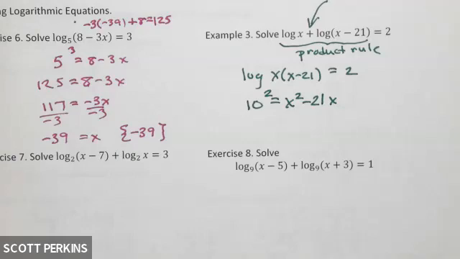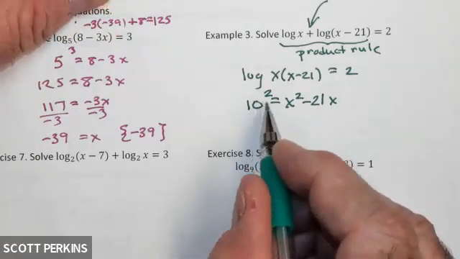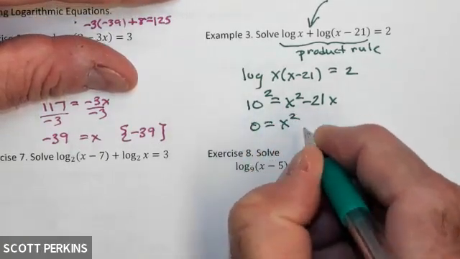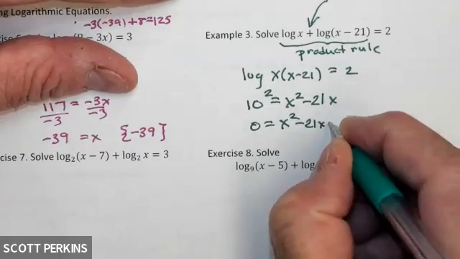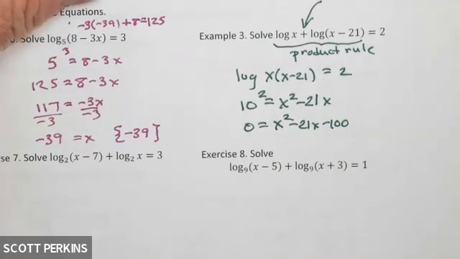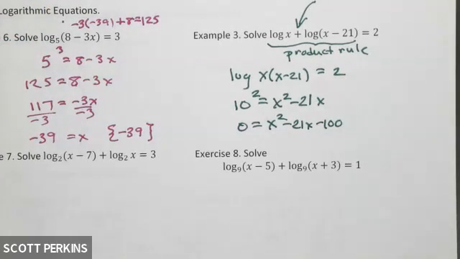Well, I know we don't necessarily love them, but I know how to solve this kind of equation. It's a quadratic equation. So I'm going to get everything on the same side. So I'm going to take this 10 to the second, or 100, and I'm going to bring it over to the other side. So I got 0 is equal to x squared minus 21x minus 100. I can factor that one, and I'm going to, but if you don't like factoring and you just want to jump straight to the quadratic formula, go for it.